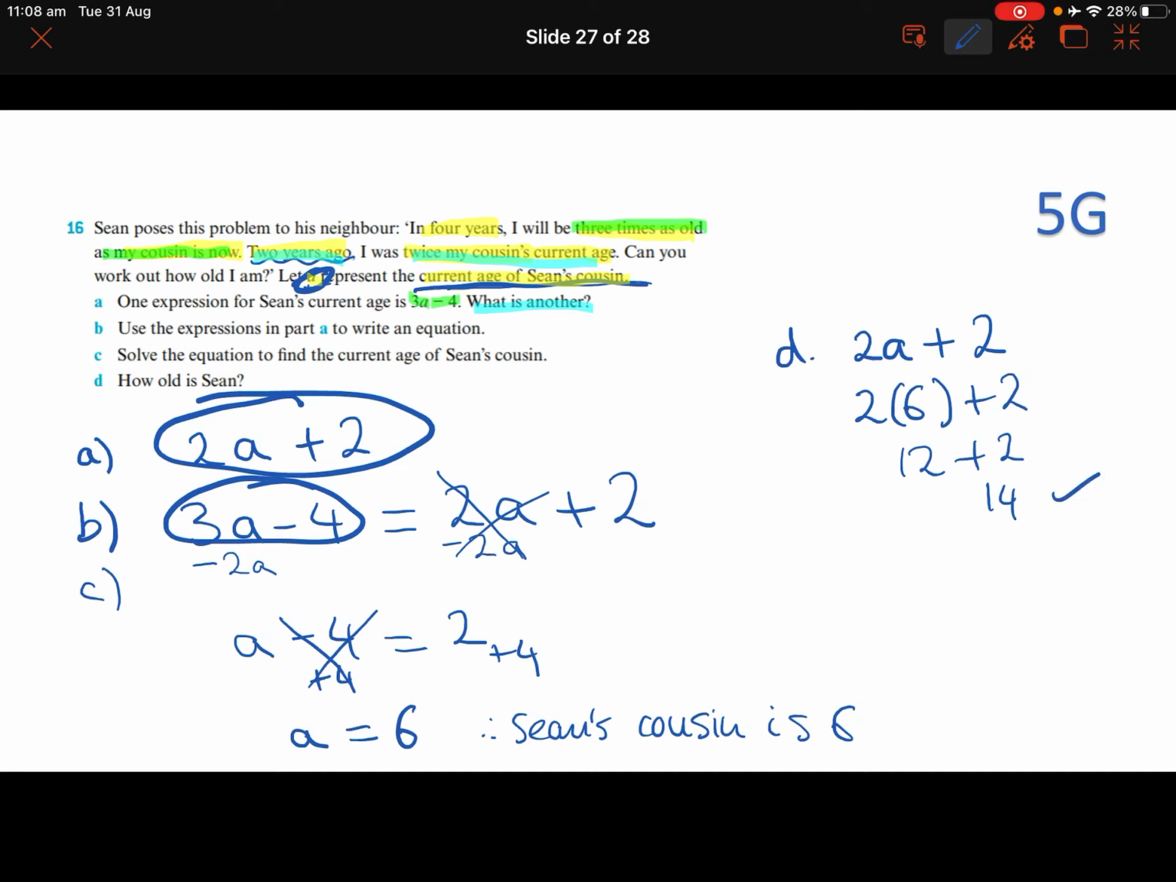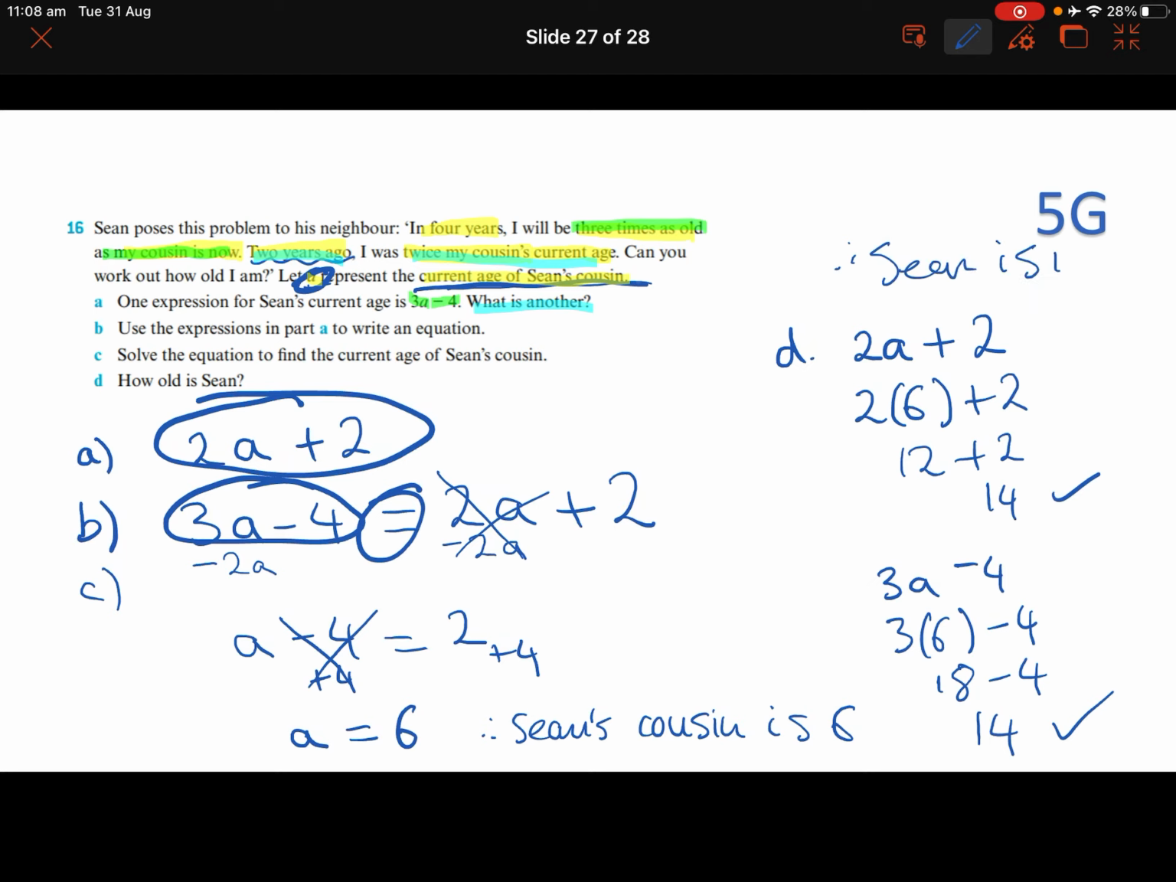If you chose the other expression, which would also be fine, let's go 3A minus 4. Putting in the 6, so 3 times 6 minus 4. 3 times 6 is 18, minus 4 is 14, which is the same as what we got before. So either one works, and it should work because, like we said, they equal one another. So we should have got 14. All right, so Sean's cousin is 6, and Sean is 14 years old.